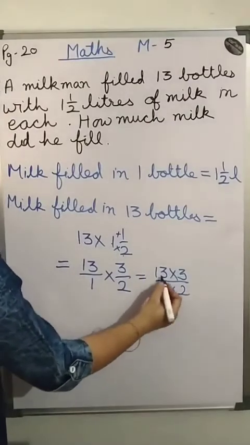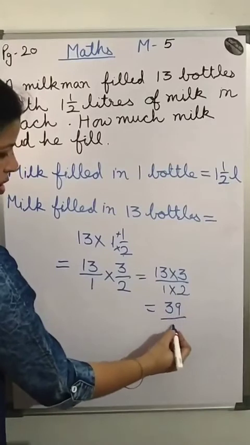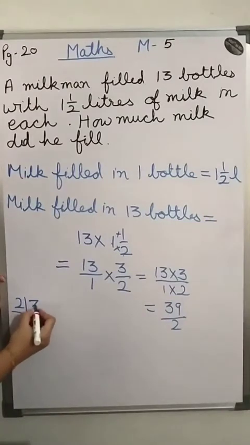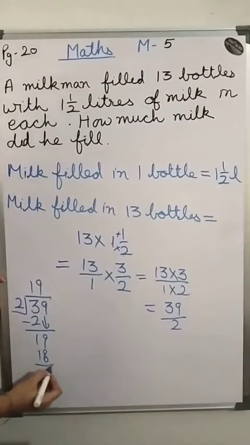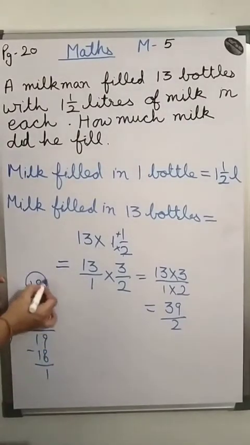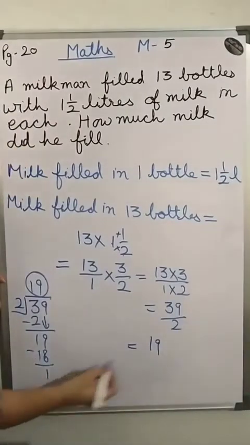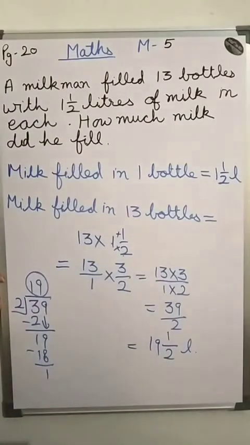So what is the answer? 13 into 3 is equal to 39 upon 2. This time denominator is less than the numerator, so we convert this one into a mixed fraction. So we divide it. Now just see, this we write in the middle and this we write here. So it is 19 1 by 2 liter.